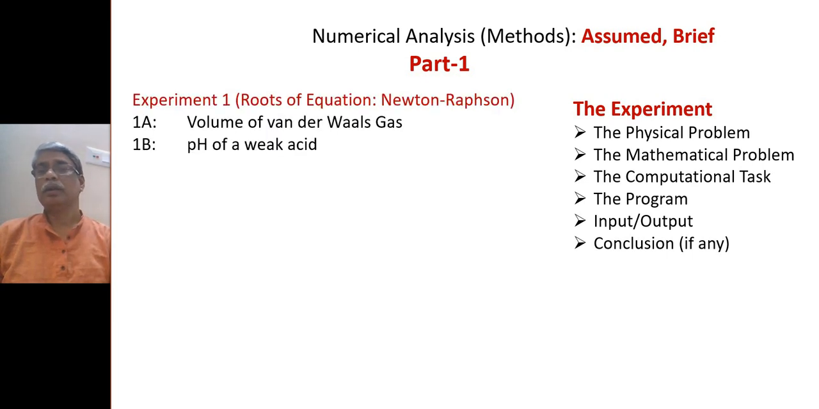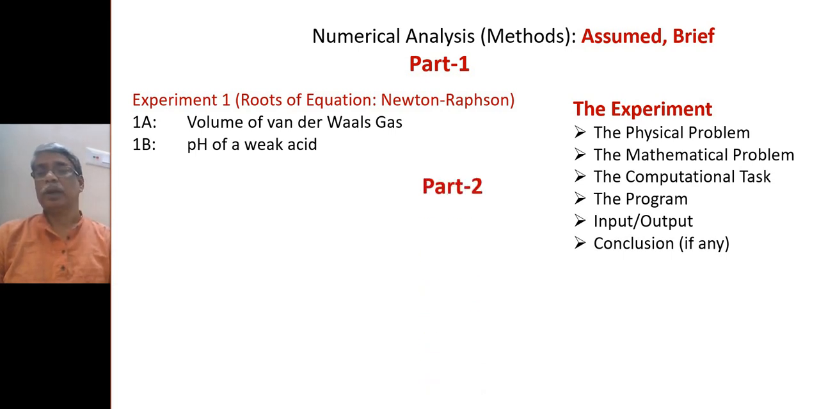So in part 1 we have discussed two experiments. Both are of the same type: finding roots of an equation by an iterative method, Newton-Raphson. The experiments were the volume of a Van der Waals gas and the pH of a weak acid.